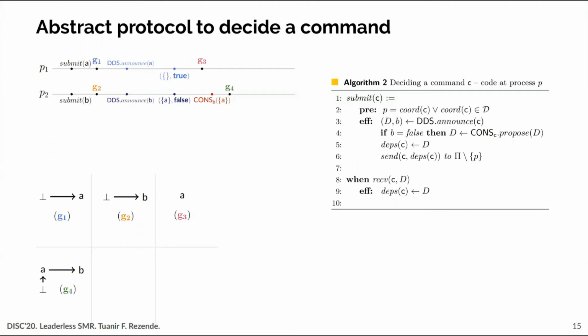This happens, and we can see that B sees A as its dependency, but A is still pending. It still has bottom as a dependency. So we have the send of both dependency sets to the processes, and at G5 they will reach the same dependency graph where A and B are committed, and B has A as a dependency.